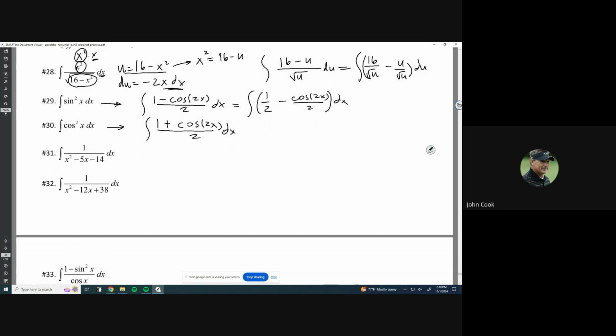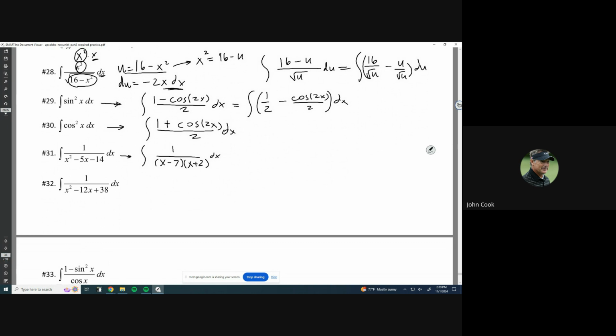31 and 32. Let's see. So if this factors, then it's partial fractions. If it doesn't factor, then it's going to be either a trig substitution, or if you've memorized arctangent, you can just use arctangent for these ones. So let's see here. Does the first one factor, number 31? So I'd try to factor the bottom part. Are there numbers that multiply together to be negative 14 and add together to be negative 5? Yeah, there are two numbers that do that. That'd be negative 7 and positive 2. So that turns into x minus 7 and x plus 2. So this one I would use partial fractions to solve.